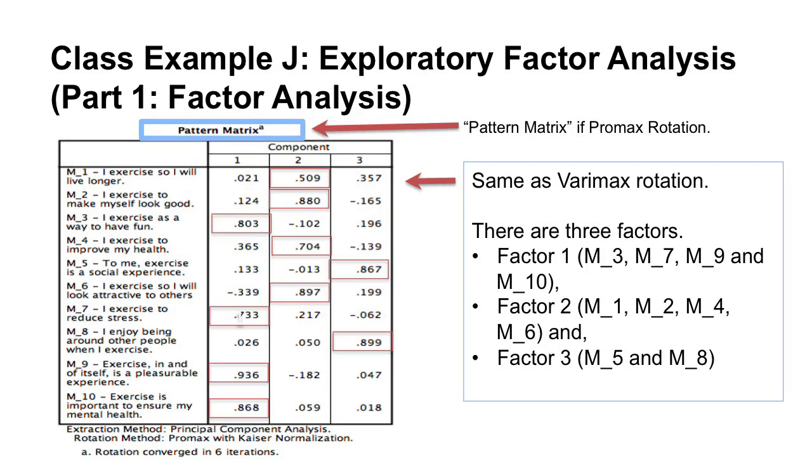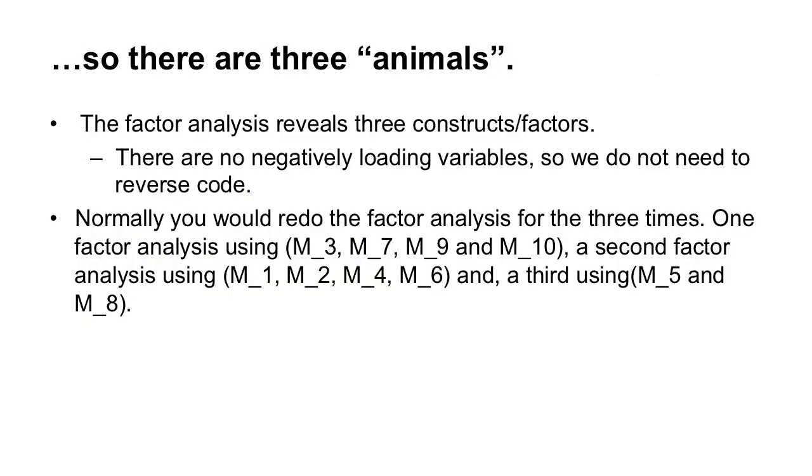Running this again, using Promax rotation, we look at the pattern matrix as noted at the top of the table. We see that the results are the same as for the Varimax rotation. This is good as it indicates the same factor structure. In practice, I almost always see the same structure using Varimax and Promax. So we find that there are 3 animals. The factor analysis reveals 3 constructs or factors to be present. There are no negatively loading variables, so we don't need to reverse code.